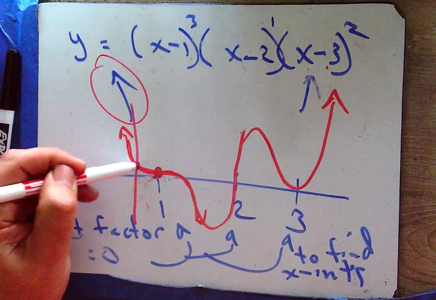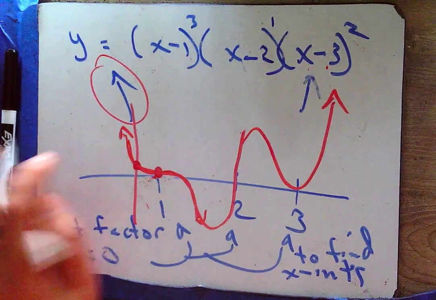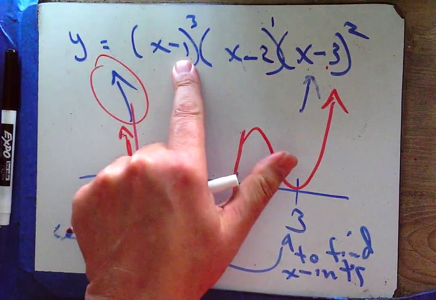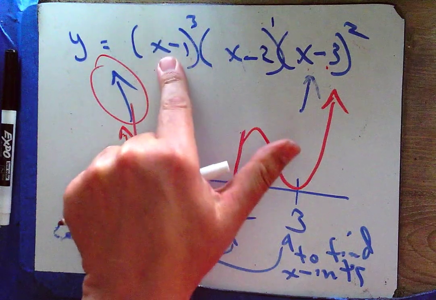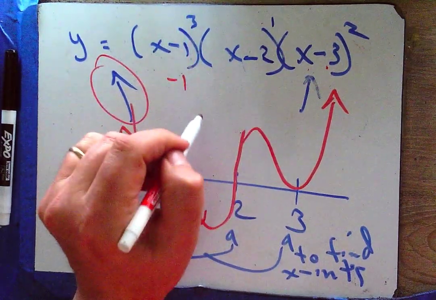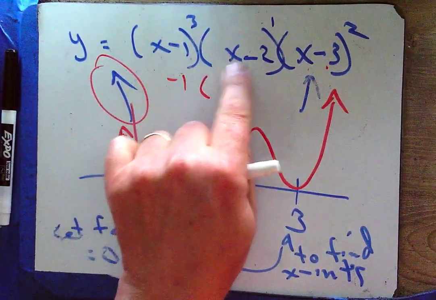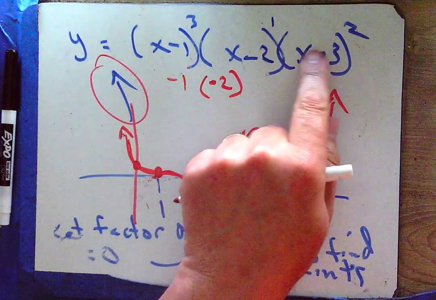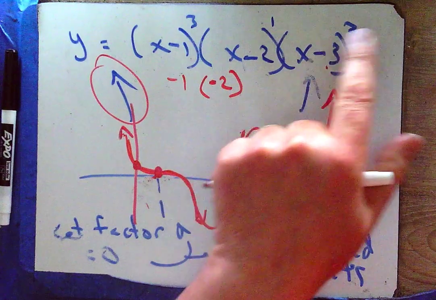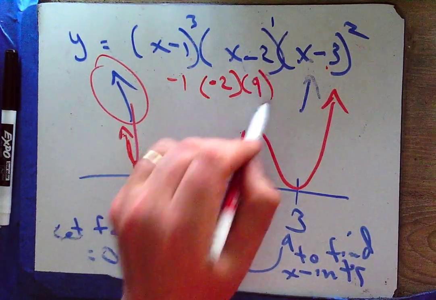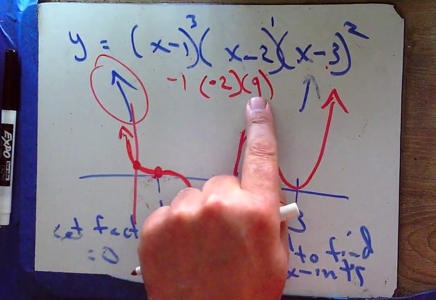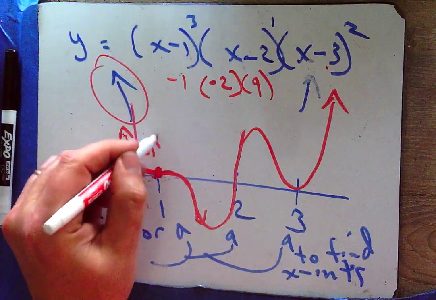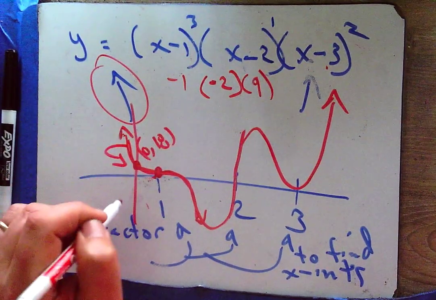Can you tell me where the y-intercept is as well? 0 minus 1 is negative 1. Negative 1 times negative 1 times negative 1 is negative 1. Times 0 minus 2 is negative 2. Times 0 minus 3 is negative 3, but negative 3 squared is positive 9. We have negative times positive, and that gives me 0, 18 here.